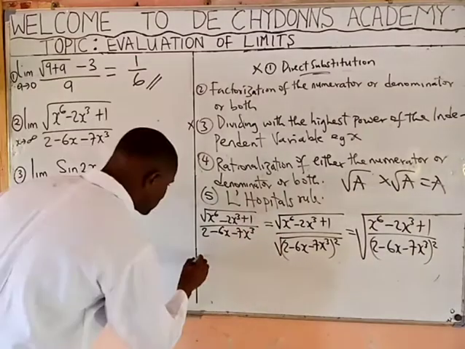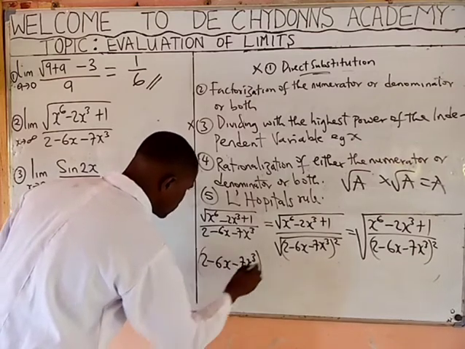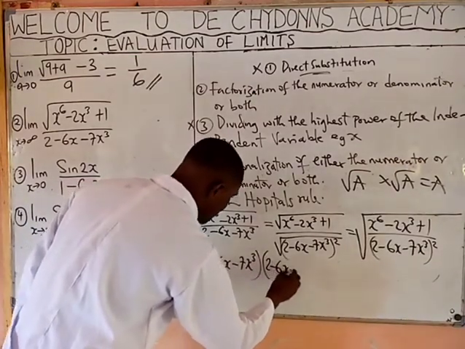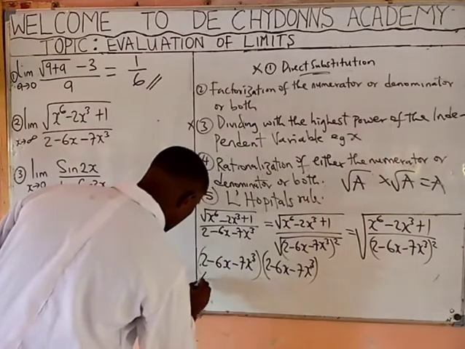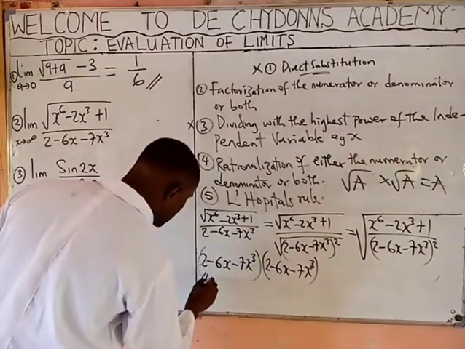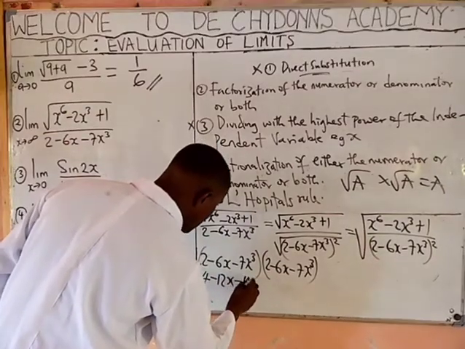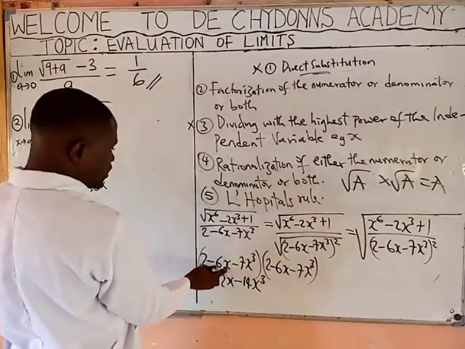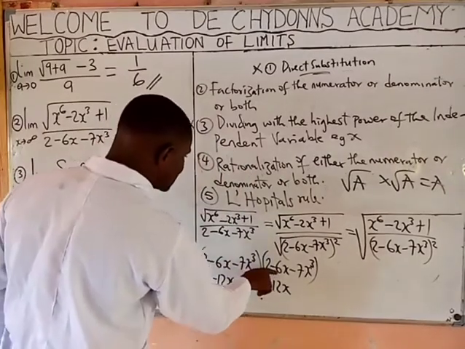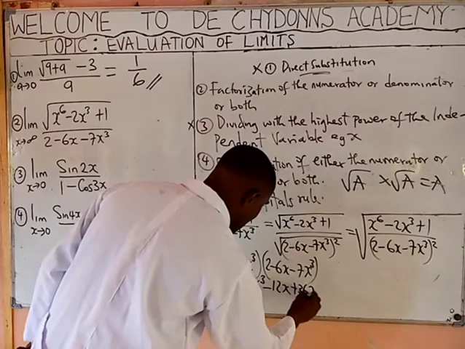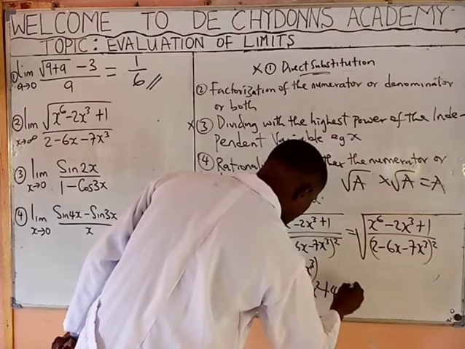Now let's expand it. 2 minus 6x minus 7x raised to power of 3. Now to expand, 2 times 2 will give us 4. 2 times minus 6x will give us minus 12x. 2 times this will give us minus 14x raised to power of 3. Come to this. Minus 6x times 2 is minus 12x. Minus 6x times minus 6x is plus 36x squared. Minus 6x times this is plus 42x raised to power of 4.